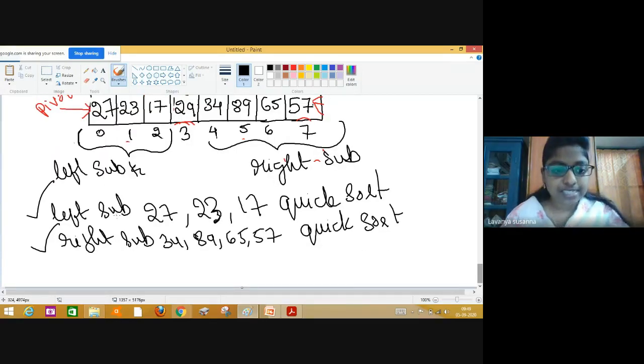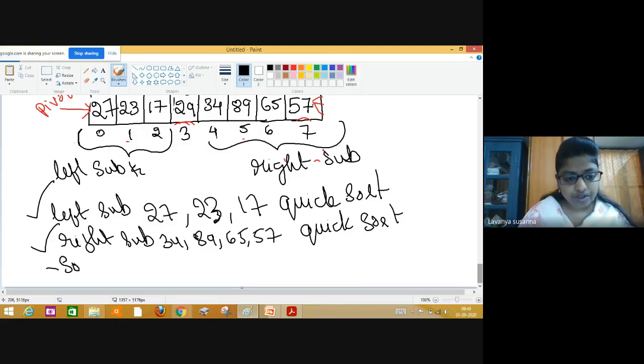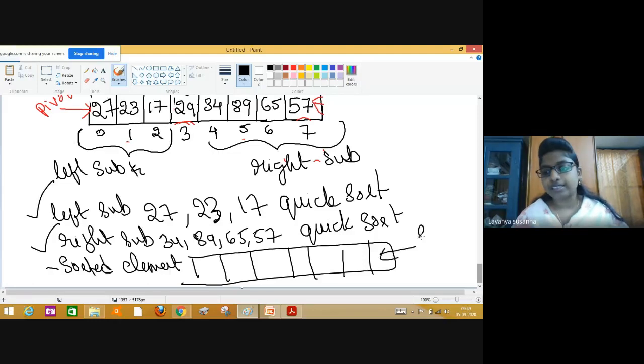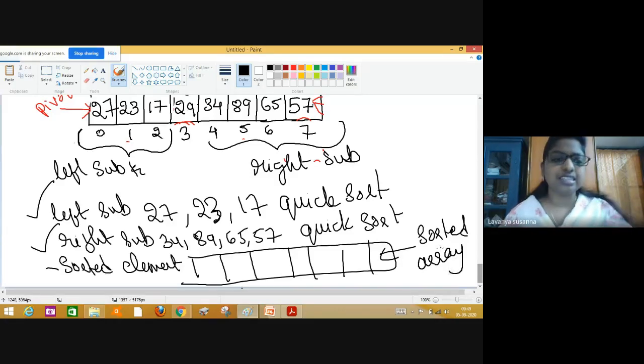Now apply quicksort on the left sublist, and apply quicksort on the right sublist. After doing it, write down the sorted elements. You will get a sorted list. Okay, this is the solution. You will get a sorted array. I hope you understood. It's very easy.